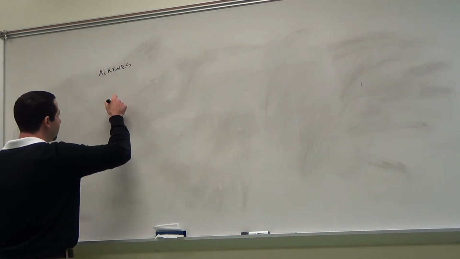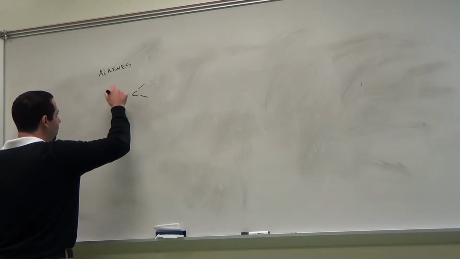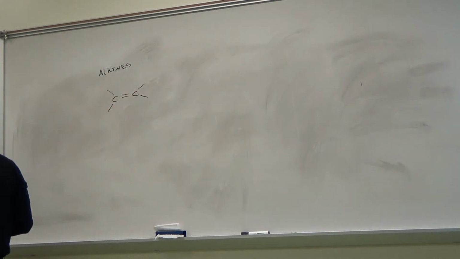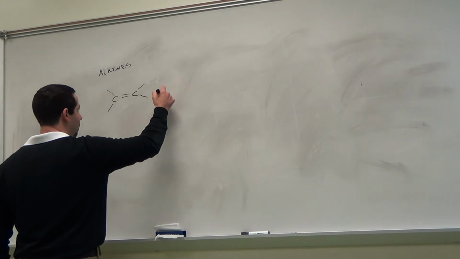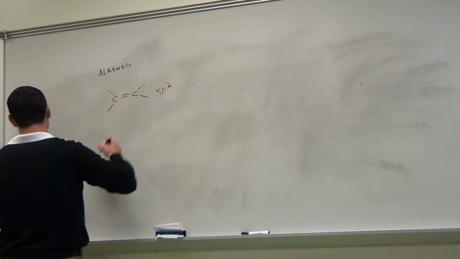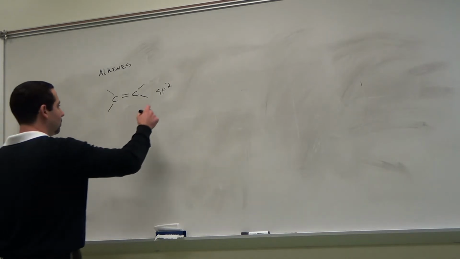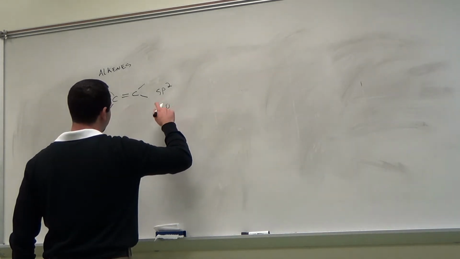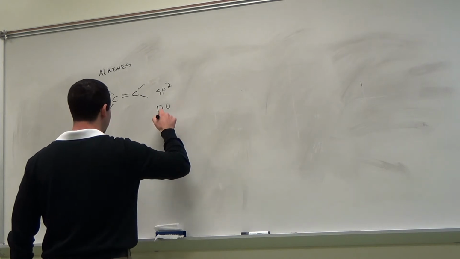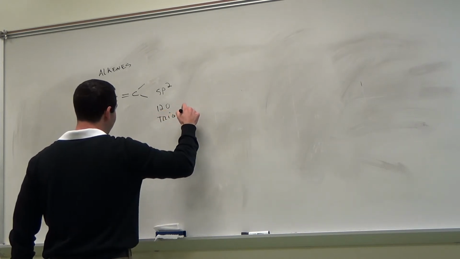Alkenes are those that have a double bond. What is the hybridization? sp2. What is the electron domain? The what? What's the bond angle? 120 degrees. Bond angle is 120. What's the molecular shape? Trigonal planar.